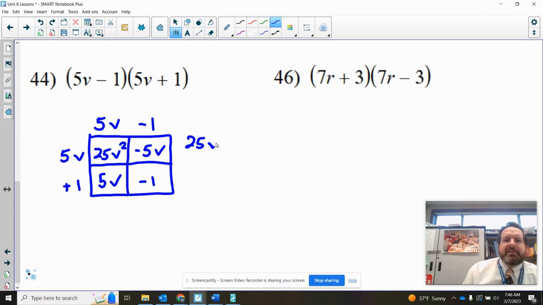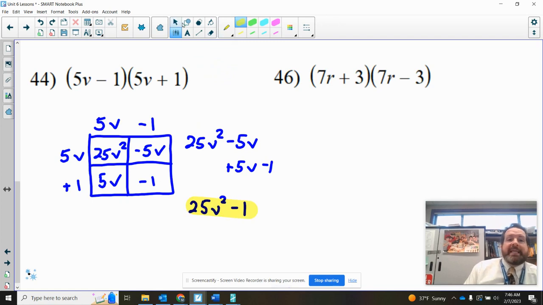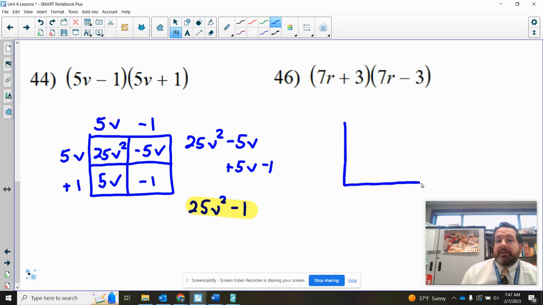Just for practice, let's actually write that out. So we can see it's the same number but opposite signs, 1 positive, 1 negative, that adds up to 0. Leaving us with the 25v to the second and then the minus 1 on the back. And then lastly, let's see what we have.